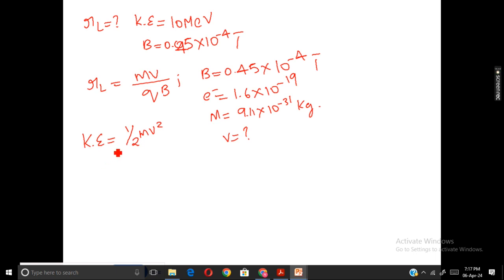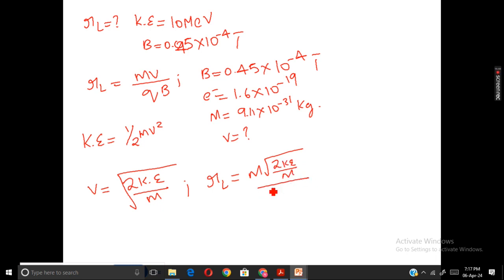Since kinetic energy is given by half mv square, we can write velocity is equal to the root of 2 into kinetic energy by m. So if you substitute this, R_L will become m into root of 2 kinetic energy by m, by qB. m and root m will be gone, and it will be root of 2 kinetic energy into m by q into B. Now I think we have all parameters. We know the values of all parameters, right?